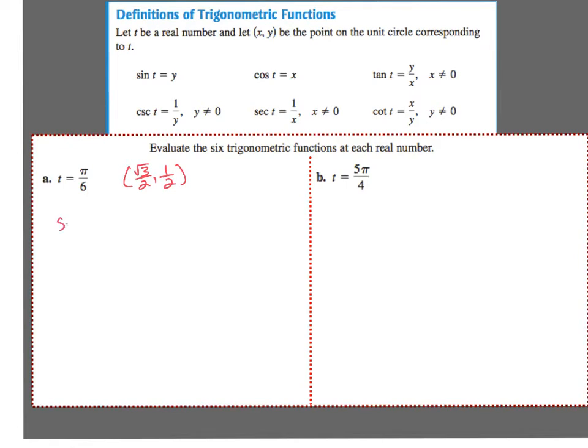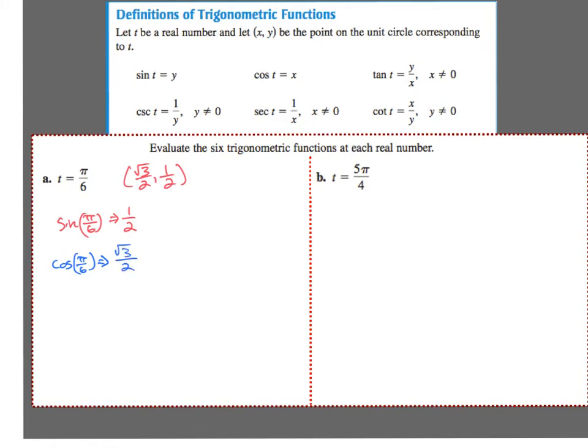Now, sine of pi over 6 is just, what do I want to think of with sine? It's just the what value? The y value. So what do we get? We get 1/2. And then cosine of pi over 6, I want you to think of what? The x value. So what is it? Square root 3 over 2.